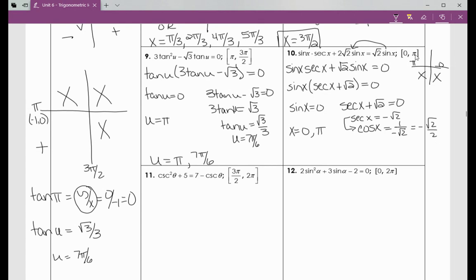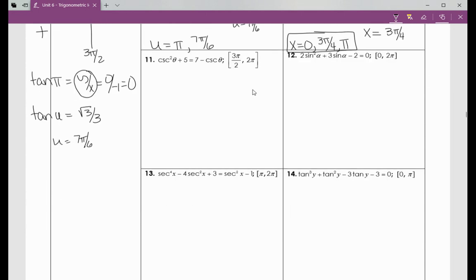Now remember, you are limited to first and second quadrant, and cosine is negative in quadrant 2. So my x value, that relates to cosine x being negative square root of 2 over 2 in the second quadrant, is 3 pi over 4. So my answers are 0, 3 pi over 4, and pi for that particular problem.